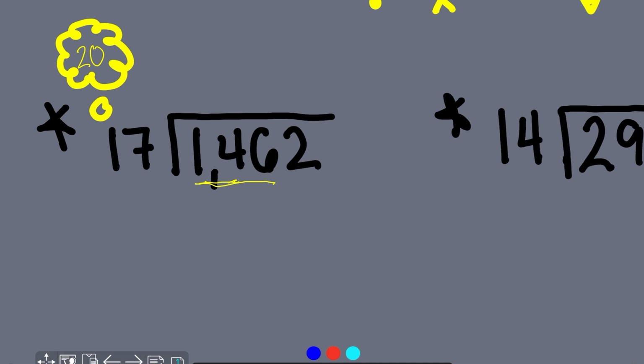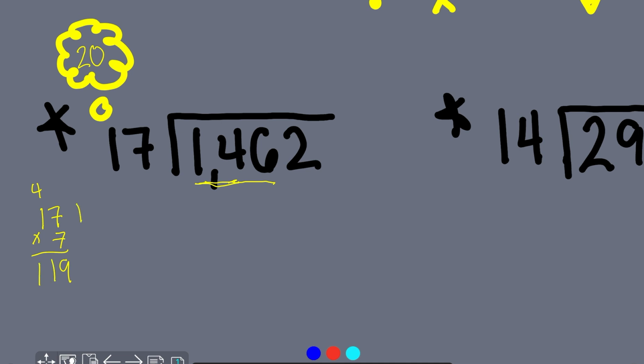It can. And now I've got to figure out how many times it can go in there without going over. So I skip count by 20: 20, 40, 60, 80, 100, 120, 140, 160. So I know that it's going to be close to either 7 or 8. I'll try first 17 times 7. 7 times 7 is 49. 7 times 1 is 7 plus 4 is 11, which seems kind of far away.